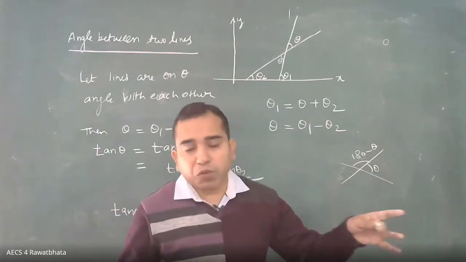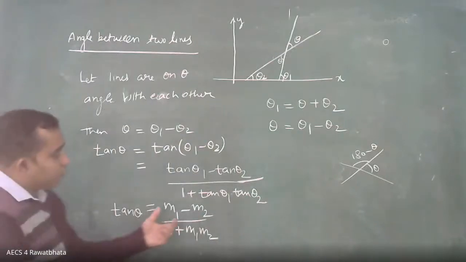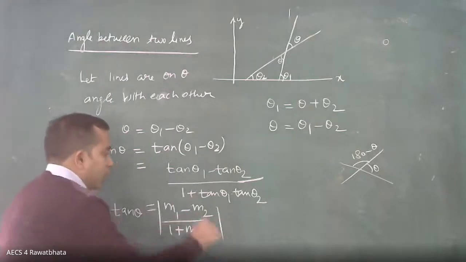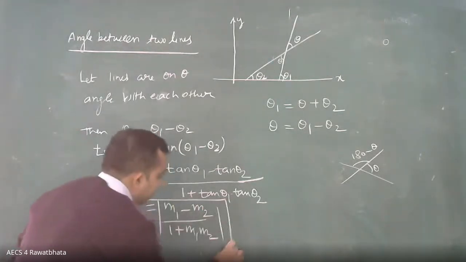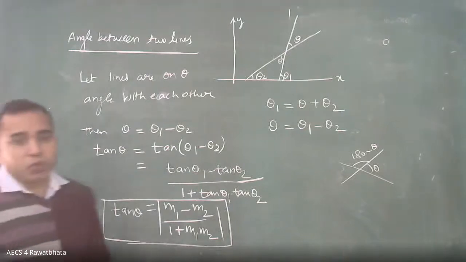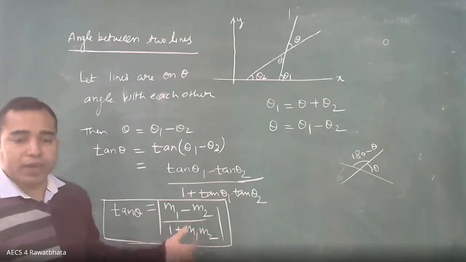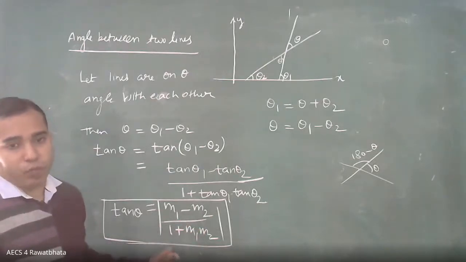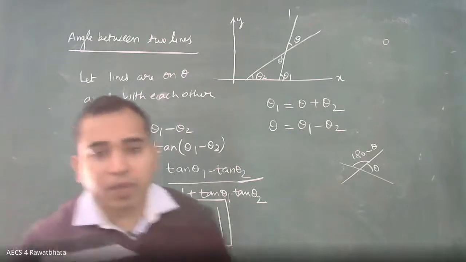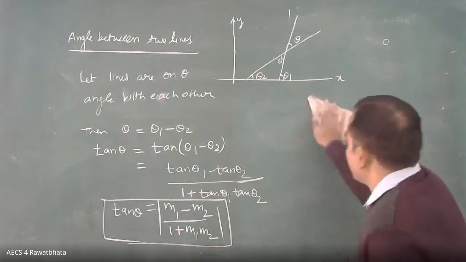So what we do is tell only the acute angle always, and if it comes negative, let us take its magnitude. So many a times we take the magnitude, and this formula we use to get the angle between two lines. What you need is the slopes of the two lines. If you have both slopes, you can get the angle between them by using this formula. Now let us see some particular cases: what will happen if the lines are parallel, and what will happen if the lines are perpendicular.